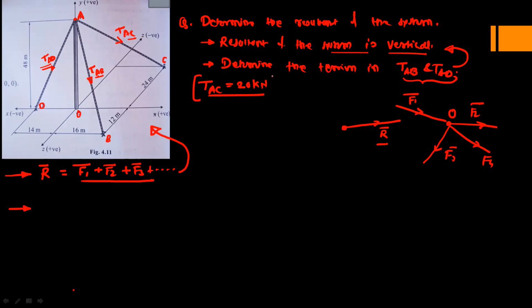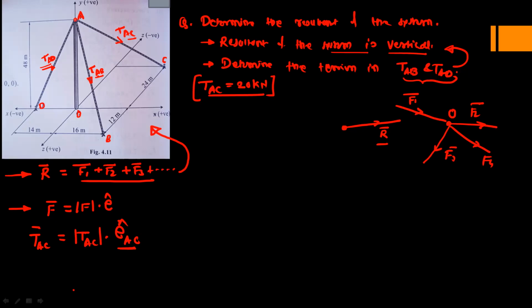So tension AC is the only given value. So first we will write the tension AC in vector form. The formula is F bar is equal to mod F into unit vector. So similarly we can write the tension AC bar as mod tension AC into the unit vector along AC. So tension AC, its magnitude is given, which is equal to 20 kN. We have to find out this unit vector in the direction of AC.